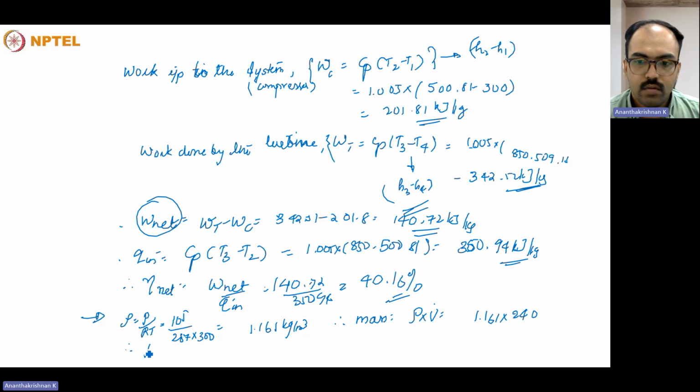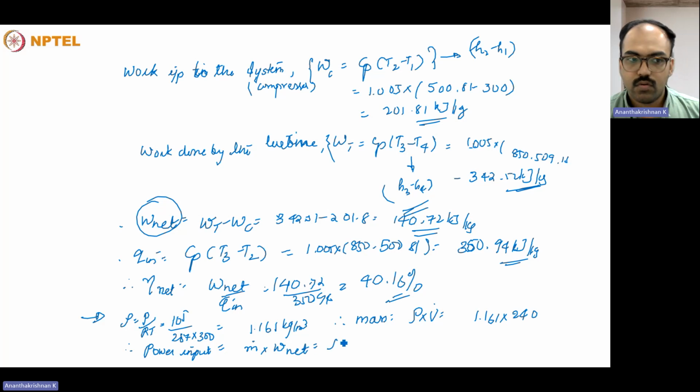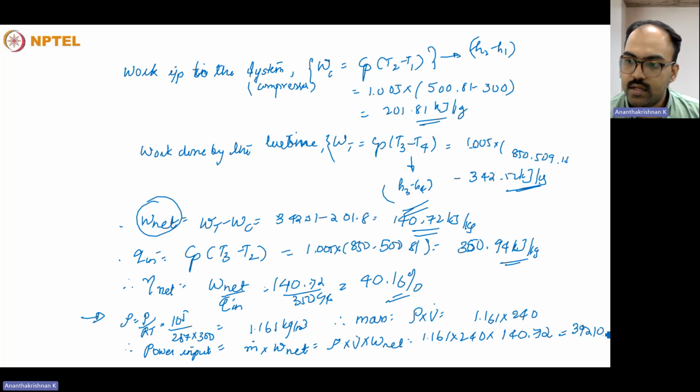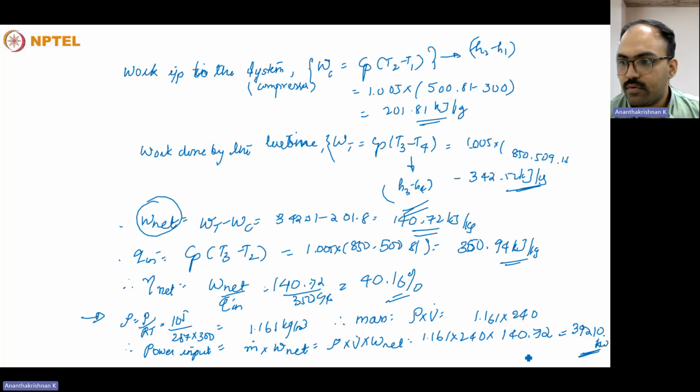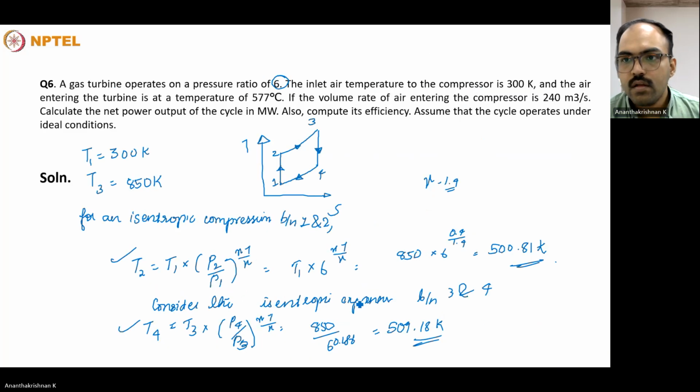Therefore, power output is equal to mass flow rate into net work. It's equal to rho into V into W. So here it is 1.161 into 240 into net work 140.72. This gives the value 39210 kilowatt. So that will be 39.2 megawatt. That will be the net power output of the cycle in megawatt.